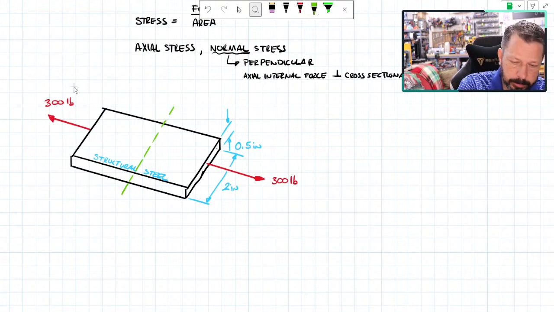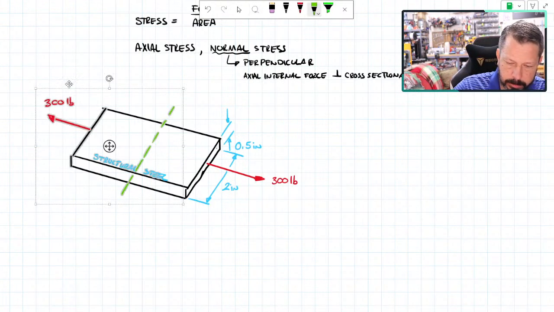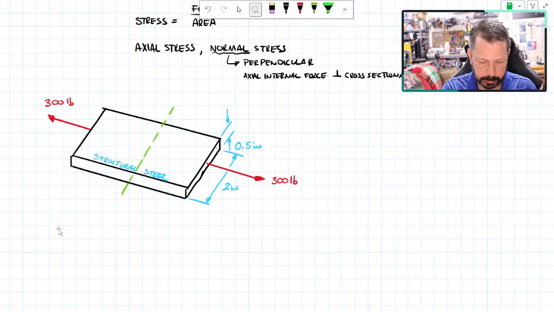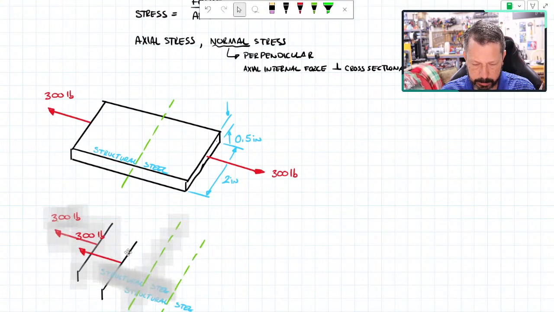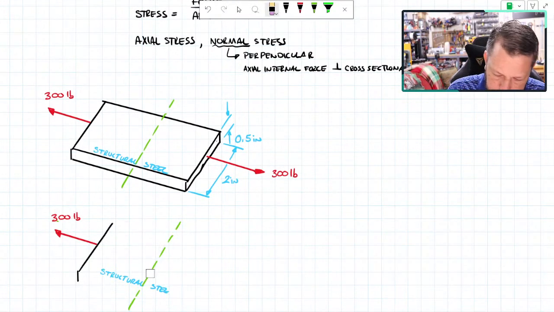So I will do this. If I can get my cursor in the right spot. There we go. Oh, all right. That's fine.